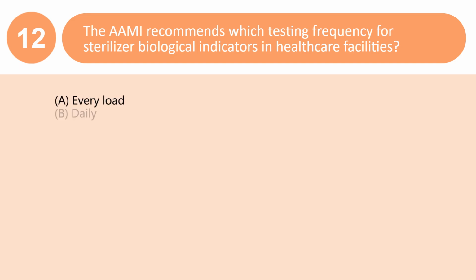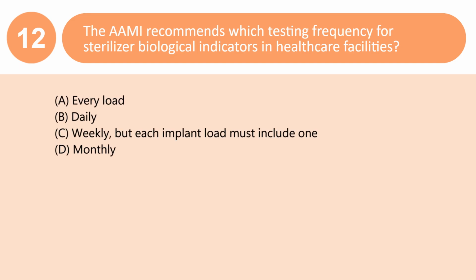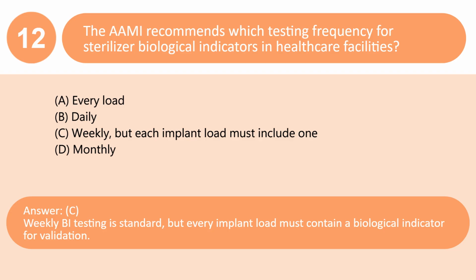The AAMI recommends which testing frequency for sterilizer biological indicators in healthcare facilities? A. Every load. B. Daily. C. Weekly, but each implant load must include one. D. Monthly. Answer: C. Weekly BI testing is standard, but every implant load must contain a biological indicator for validation.